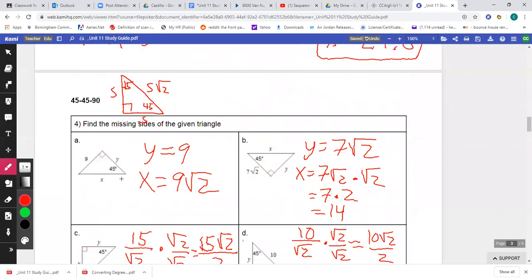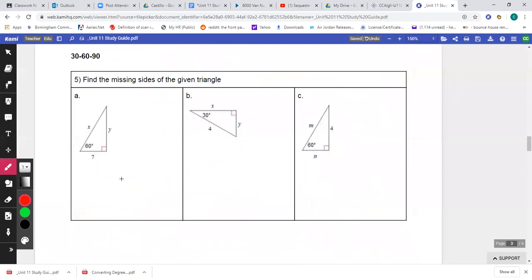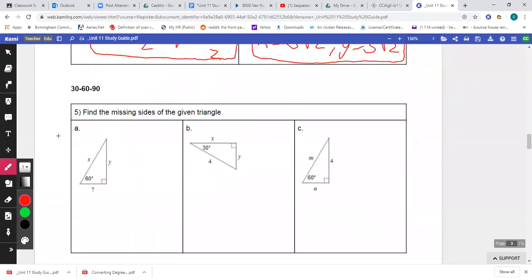Okay, 30, 60, 90. Find the missing sides of the given triangle. Now, for 30, 60, 90, here's the way the triangle's set up. Let's say this is 30, this is 60, and this is 90. Remember, the side across the 30 is your short leg, that's your S. Across the 60, you multiply by root 3. And then across the hypotenuse is 2S.